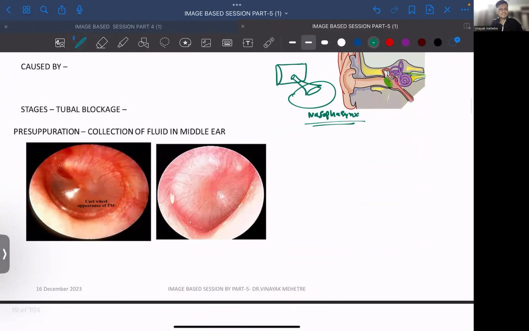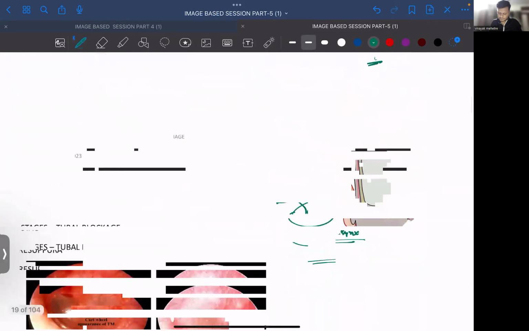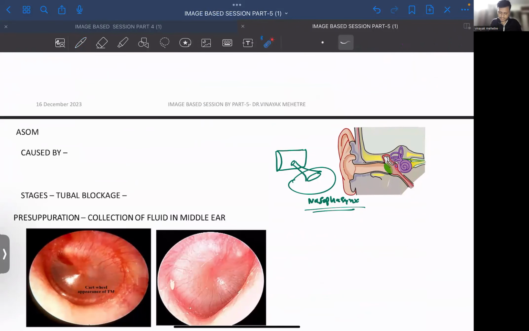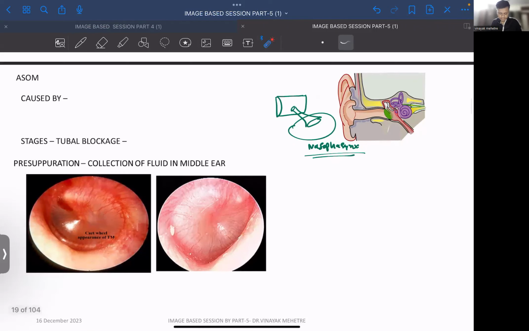So what was the first stage? The organism will block this tube. This is called tubal blockage. Some organisms came inside. Now they will form water inside, and the tympanic membrane will bulge. There will be tension on the tympanic membrane. Reason being, there is a collection of fluid in the middle ear.